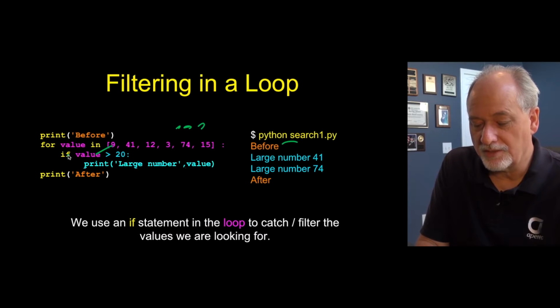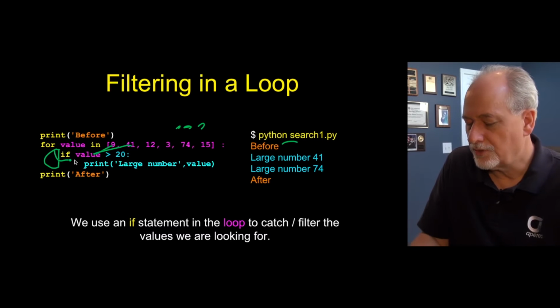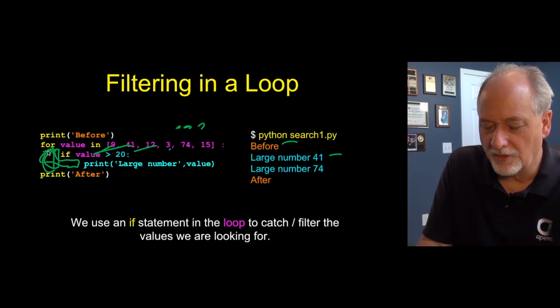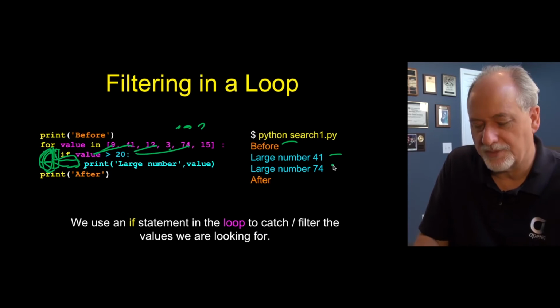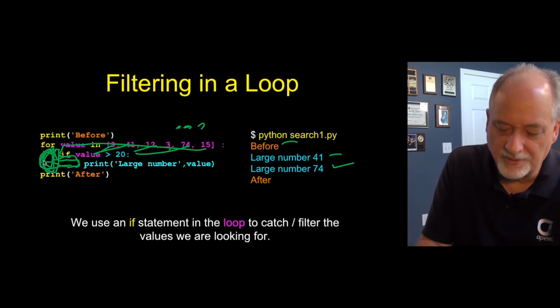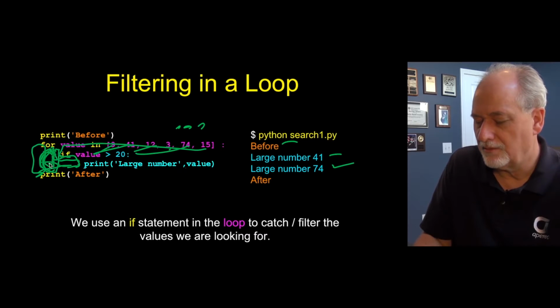So, it says before, it's going to run this 9. Well, if 9 is greater than 20, it's false, so it goes back up. 41, true, so it prints out 41, then goes back up. 12, false, goes back up. 3, false, goes back up. 74, true, so it runs this, so out comes that little print statement. Goes back up, and then 15 is the last one, and that's false. It goes back up and the for says we're done, and then we do afterwards.